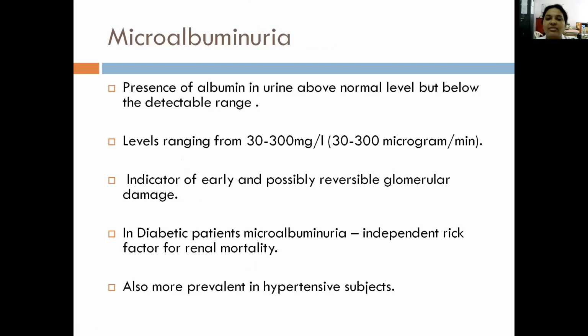Microalbuminuria is the presence of albumin in urine above the normal range but below the detectable range, which means the albumin cannot be detected by the routine dipstick method. The levels range from 30 to 300 mg per liter. It is an indicator of early and possibly reversible glomerular damage. In diabetic patients, microalbuminuria is an independent risk factor for renal mortality. Also, it is more prevalent in hypertensive patients. Hence, it acts as an important indicator for both diabetic as well as hypertensive subjects.